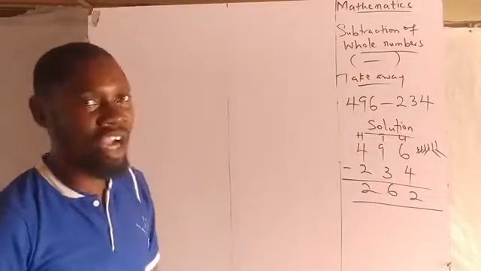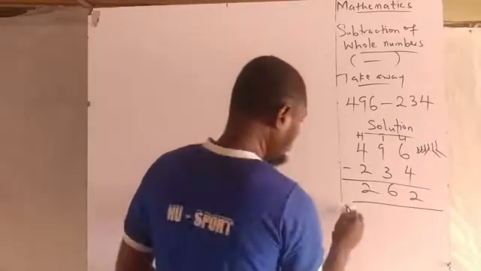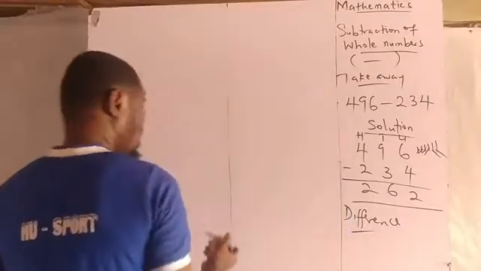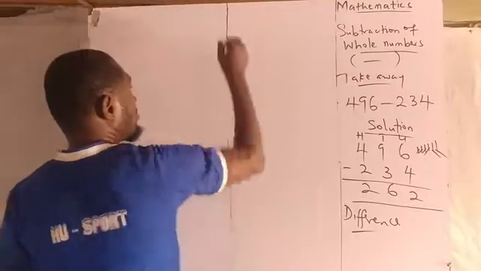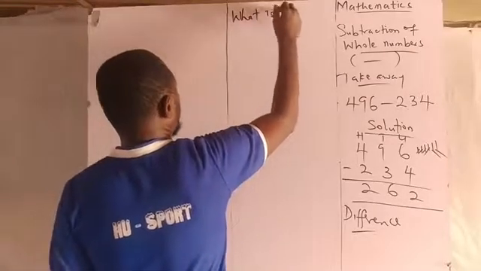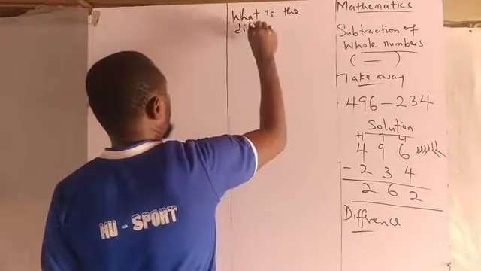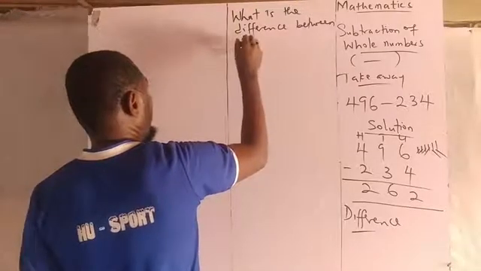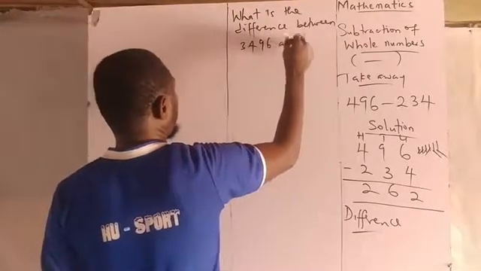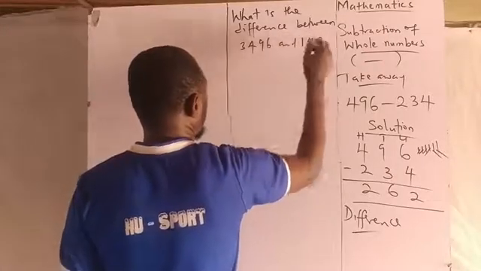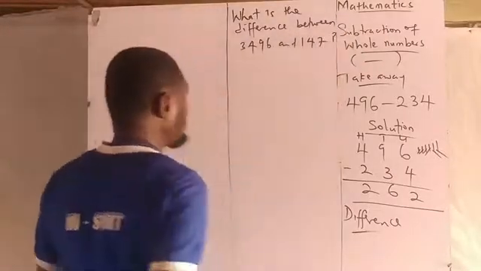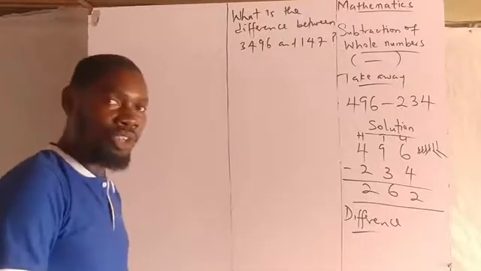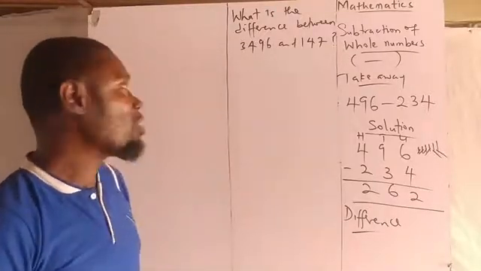Another term for subtraction is difference. So in case you're asked what is the difference between 3496 and 147, what they're asking you to do precisely is to take away or to subtract those two numbers.